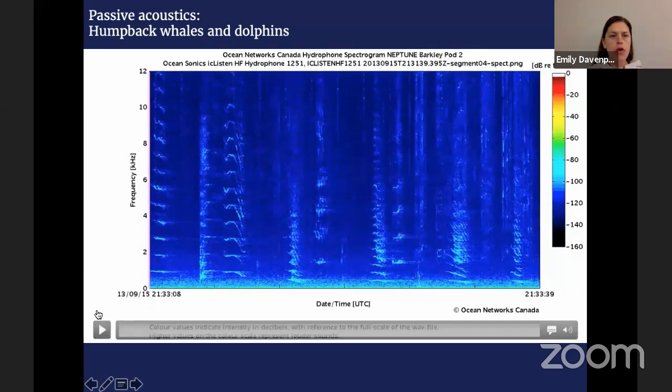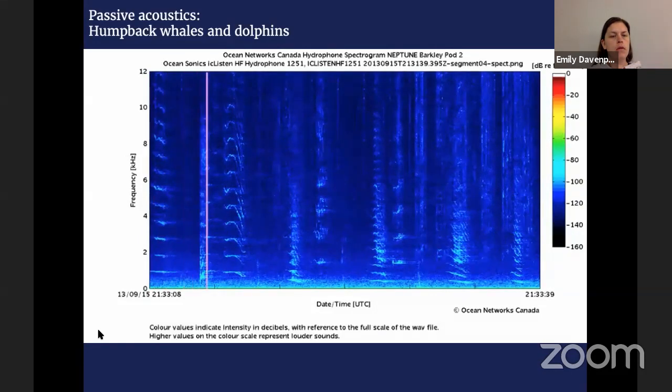Okay, here is another, this is humpback whales and dolphins talking. Okay, so the quieter noises at the end, those were the dolphins.